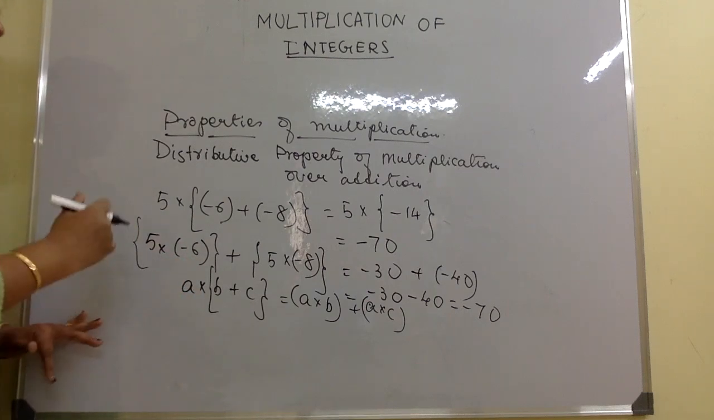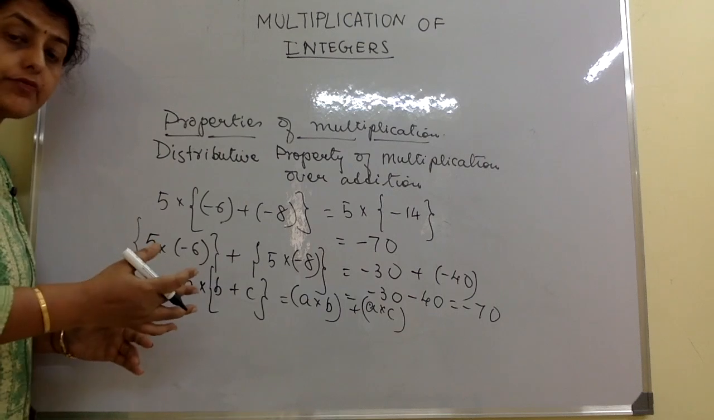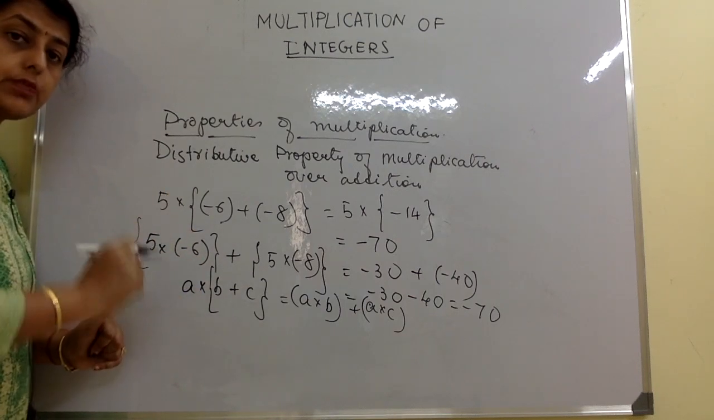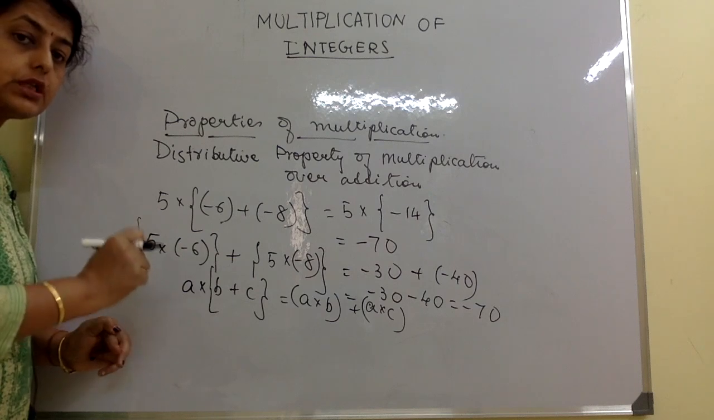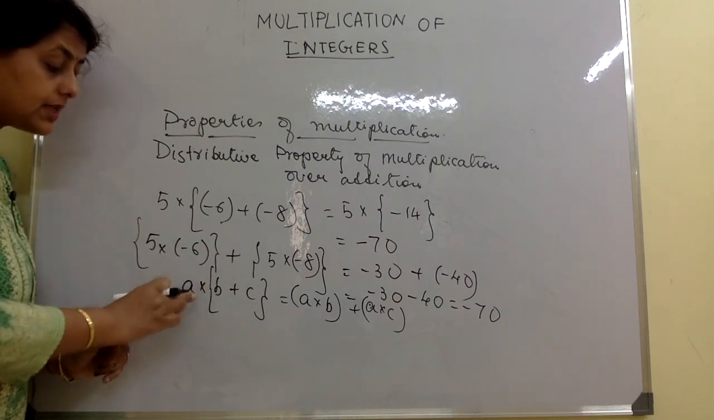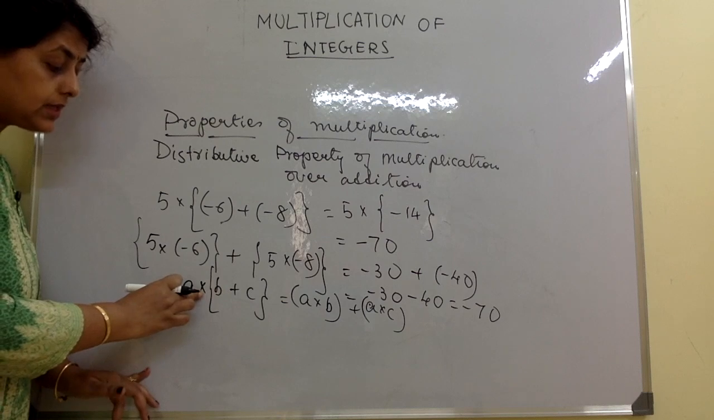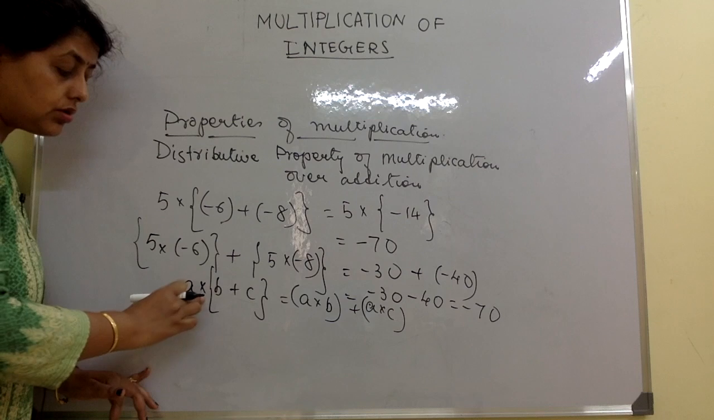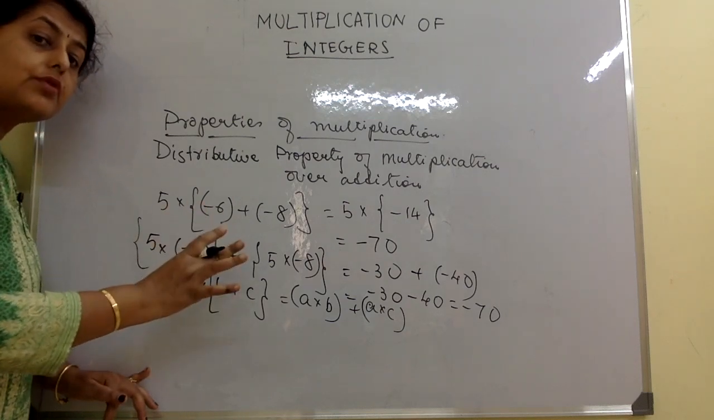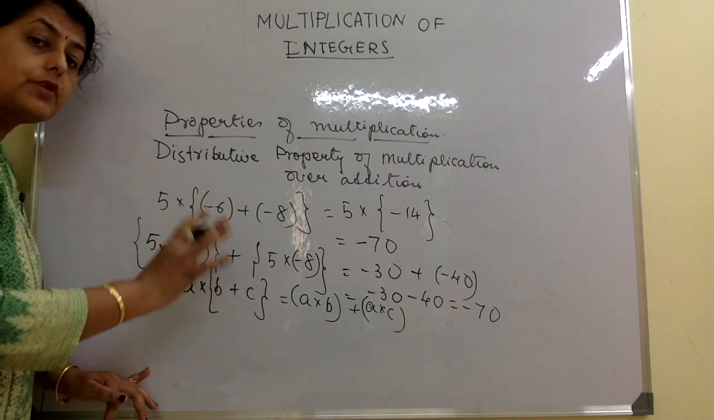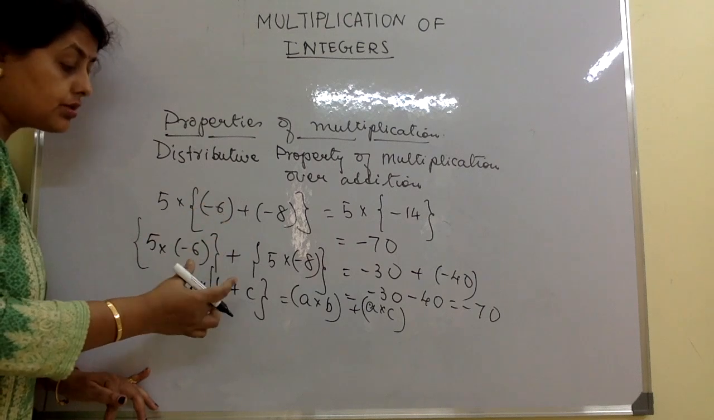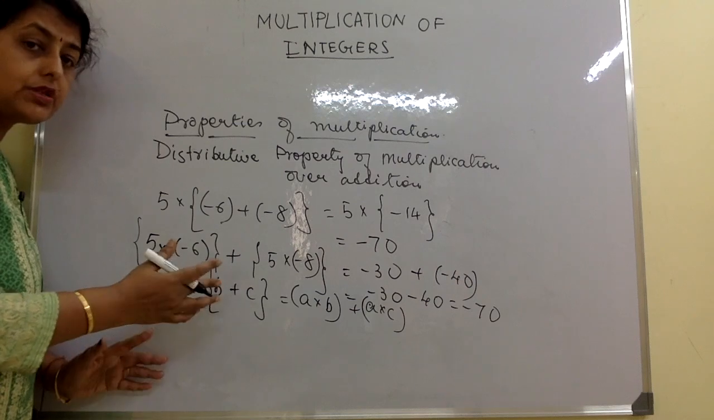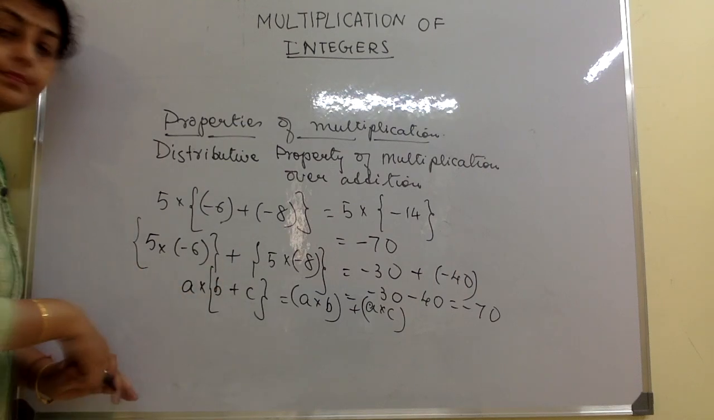Do not confuse this with associative. The first method to differentiate between distributive and associative is that in associative you have the same sign here and here. It's either plus and plus, or into and into. You don't have two different signs in associative. That is why associative is just a shift in brackets, that's all. So don't confuse. As we do sums, you will understand it better.